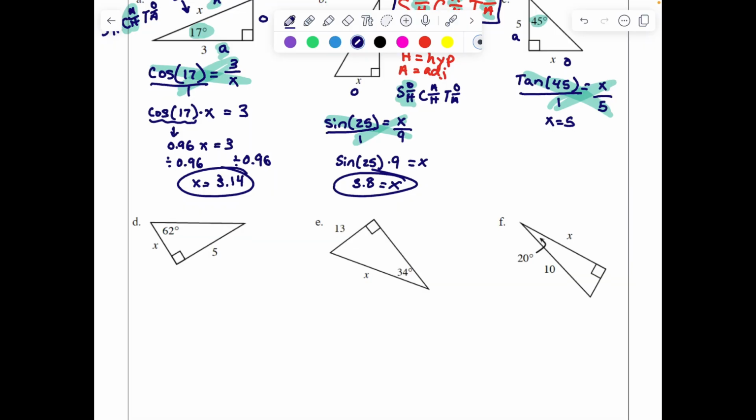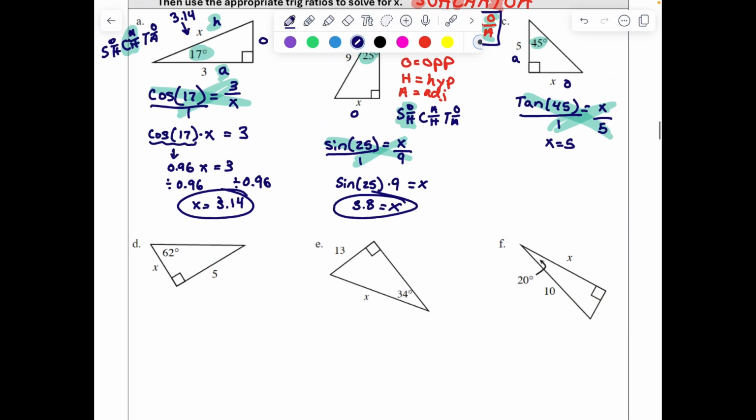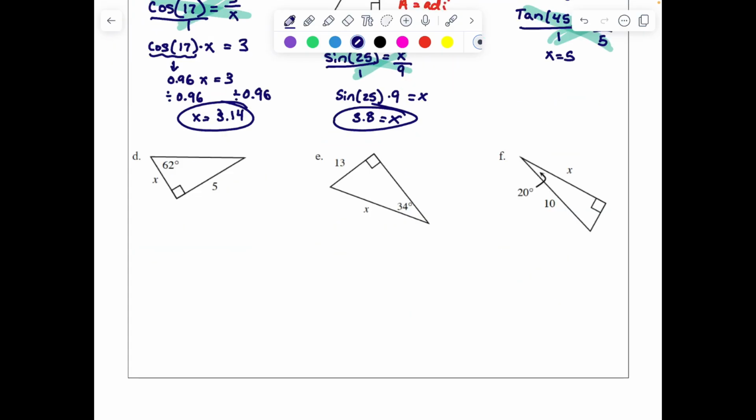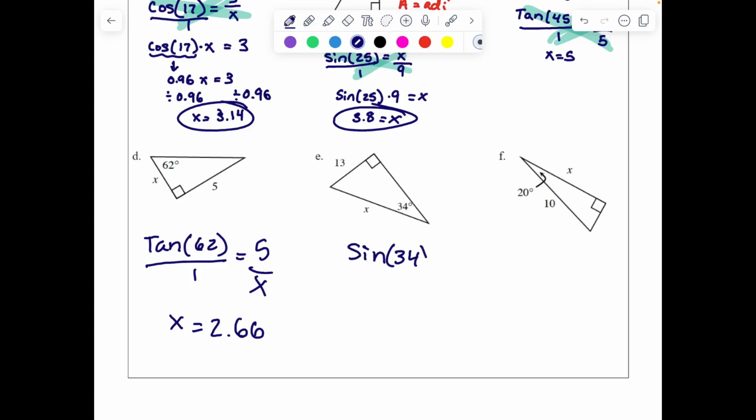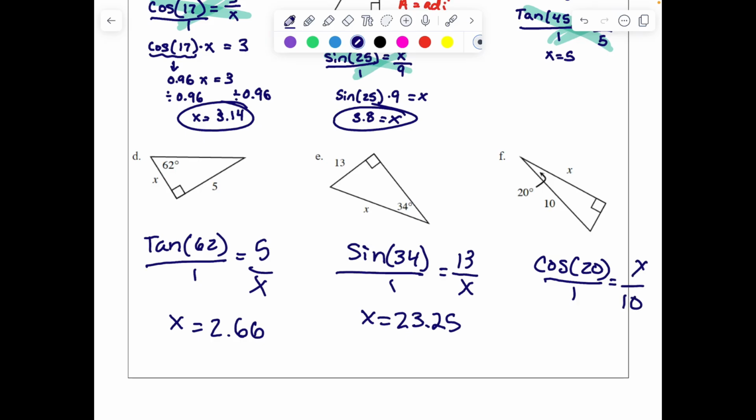Okay, I'm not going to walk through the rest. I'm just going to put down the answer. This first one, we're going to be using tangent. So this is the ratio you should have set up, and then x equals 2.66. For the second one, it's going to be sine, and this is the ratio you should have set up, so that x equals 23.25. And then for the third one, we are using cosine, and this is the ratio, so that x equals 9.4.